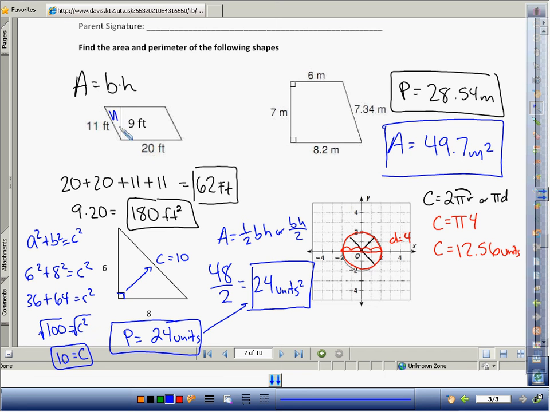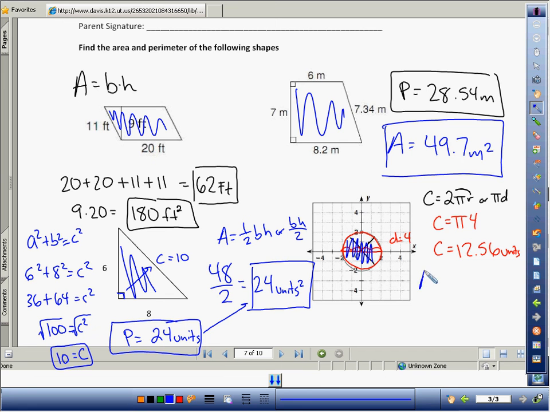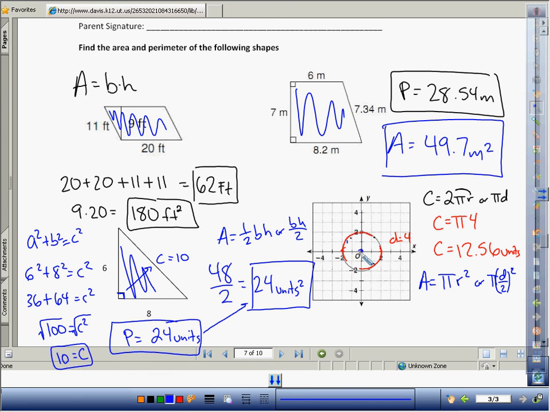The second thing I need to find is the area. And now the area is all the part inside, right? So we found the part inside here, found the part inside here, and inside here. So now we're going to find the part inside of our circle. Now the formula for that is area equals pi r squared, or pi times diameter divided by 2, squared. And so you can see this formula is very much designed for having the radius, just like the other one was very much designed for having the diameter.